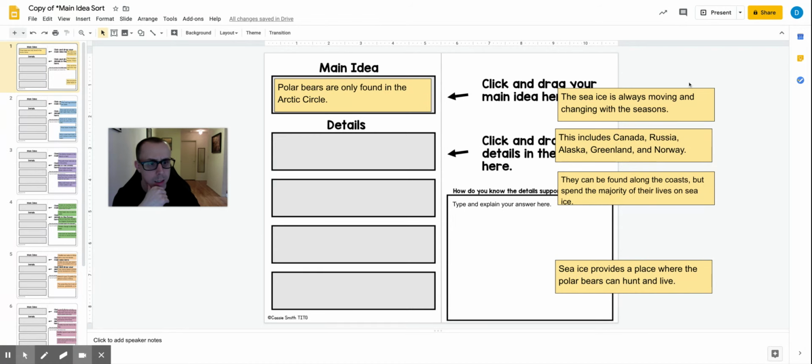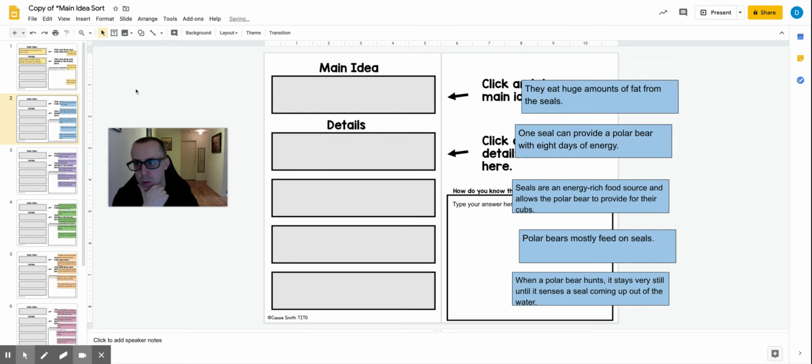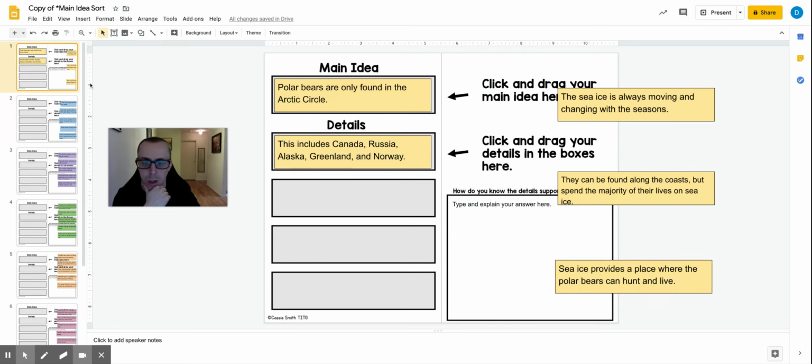So here, and here, they're all talking about sea ice, but I want to transition from the Arctic Circle to countries included in the Arctic Circle. So again, when you're dragging, have your cursor create that sort of cross with the four arrows, and you can drag it right into detail 1. Oops, sorry about that. Polar bears are only found in the Arctic Circle. This includes Canada, Russia, Alaska, Greenland, and Norway.